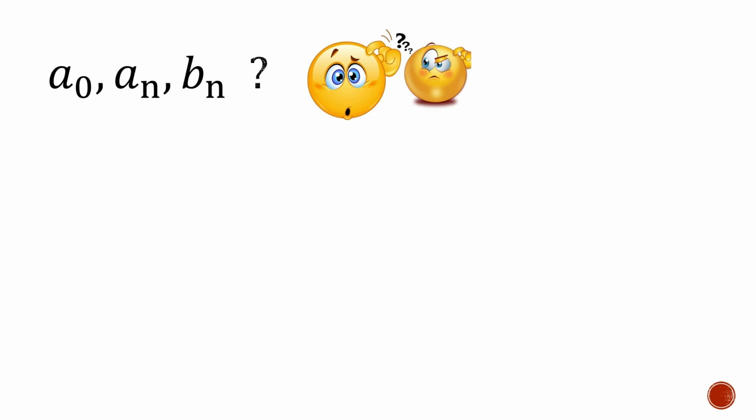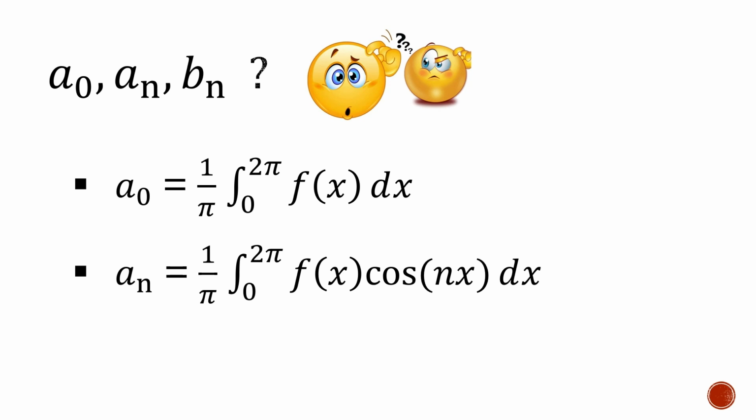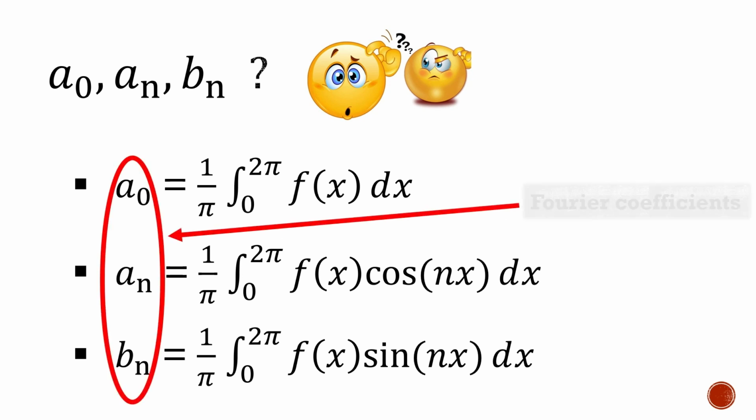What are a0, an and bn? a0 equals 1/π ∫ from 0 to 2π of f(x) dx, and an equals 1/π ∫ from 0 to 2π of f(x) cos nx dx, and bn equals 1/π ∫ from 0 to 2π of f(x) sin nx dx. Also a0, an and bn are called Fourier coefficients.